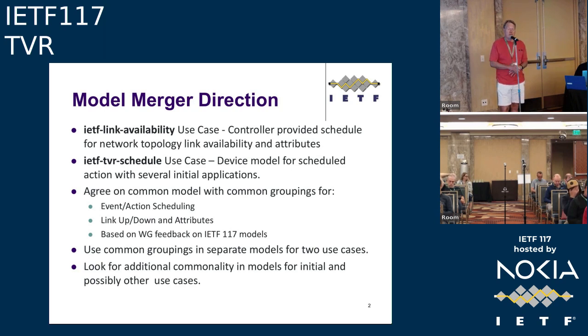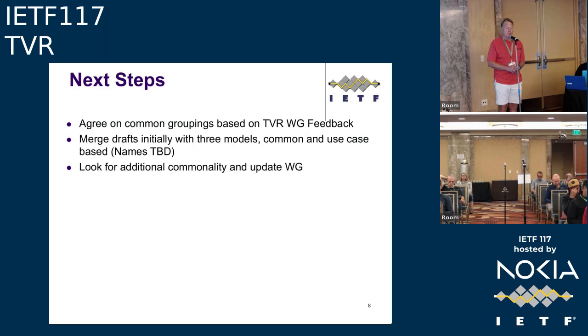Yeah. We want to do more than just link up and down. We want to agree on the attributes and make that common as well, and then move forward with probably 3 models: a common model, and then a separate model for each of the use cases that makes use of the groupings in the common model. That's the direction right now, but we may find something else out based on working group feedback and working on it more. Thanks.